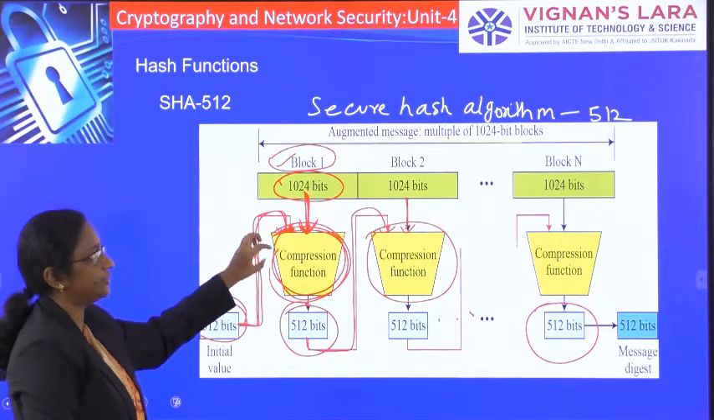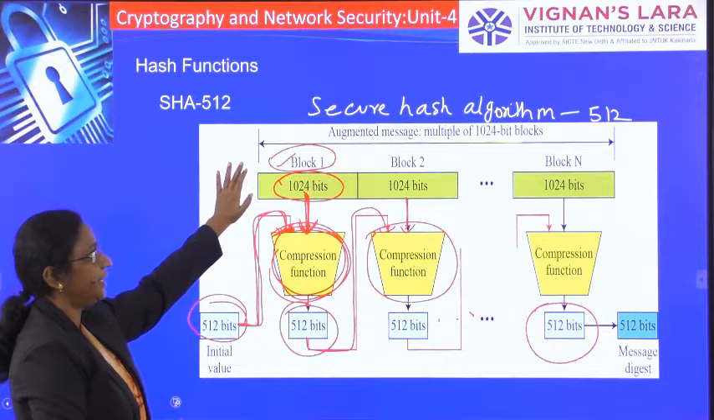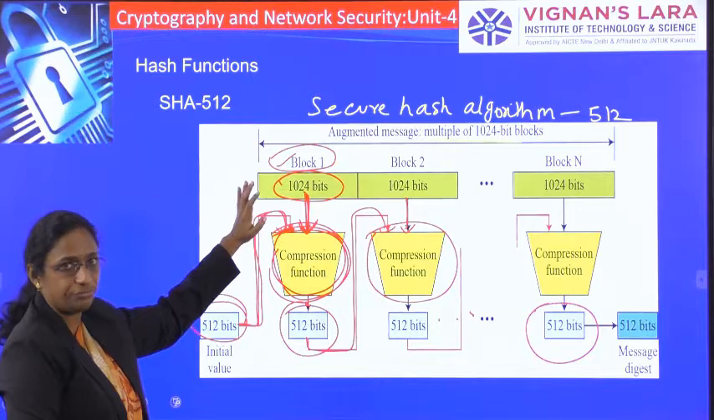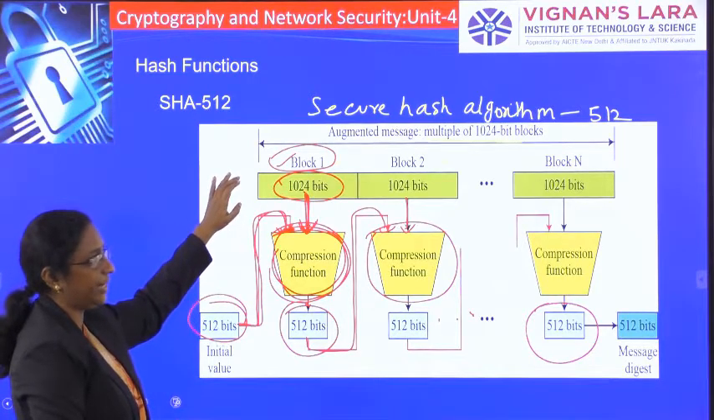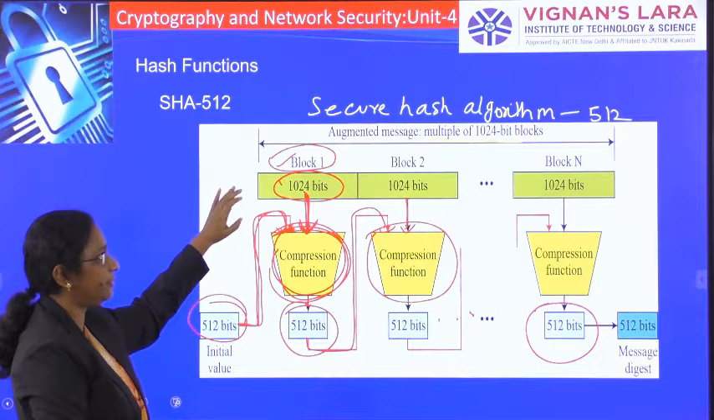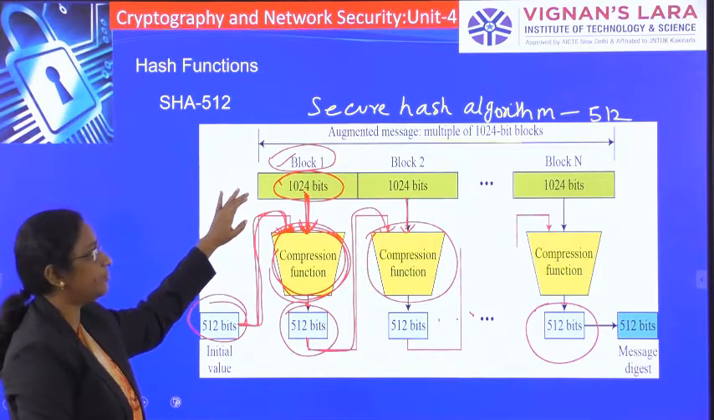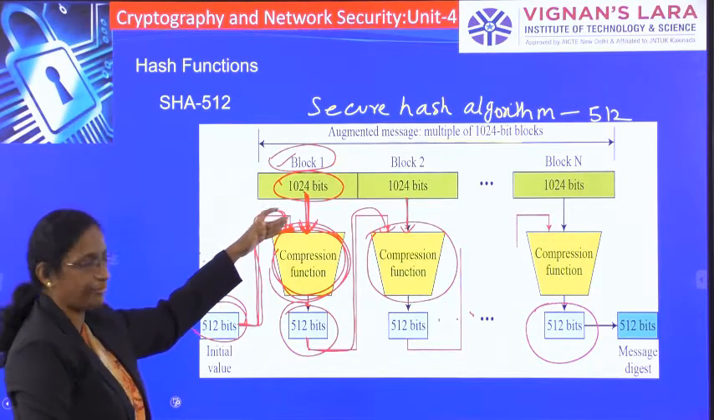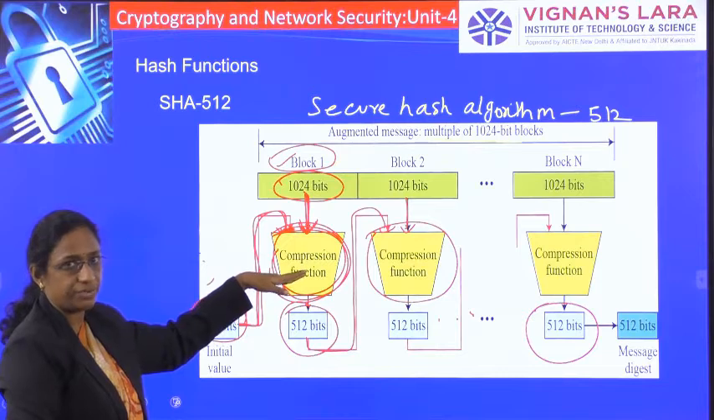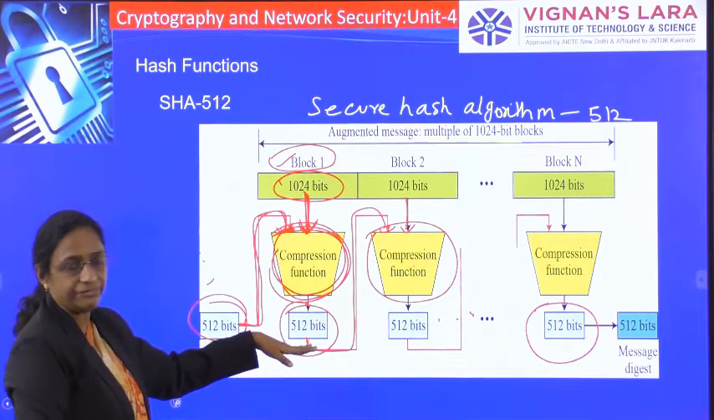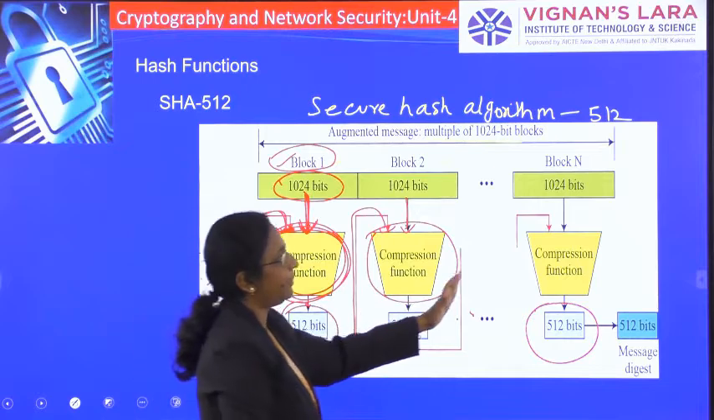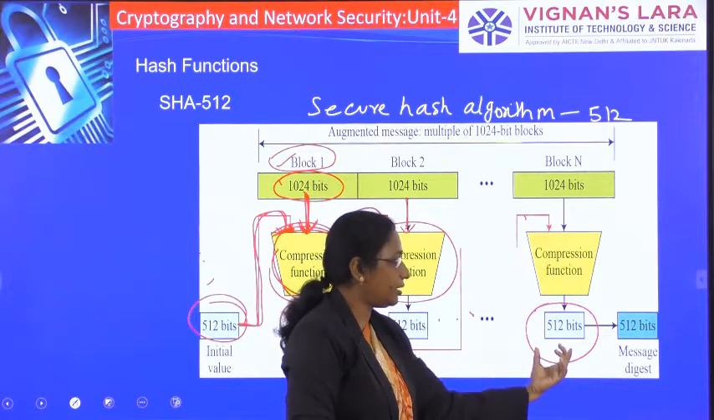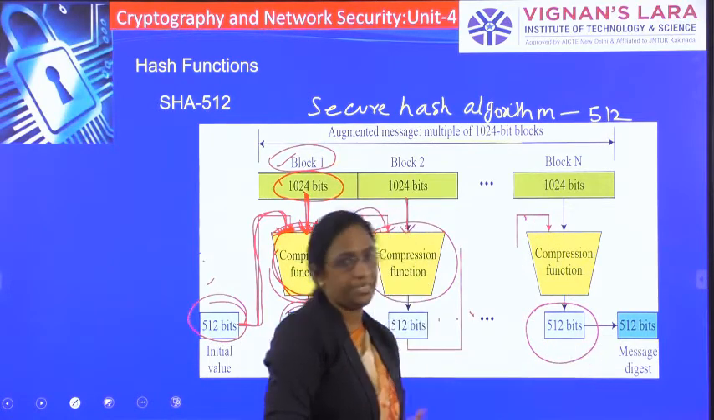The SHA-512 algorithm takes a variable-length message, which is made a multiple of 1024 bits, and then you divide it into blocks, each block of 1024 bits. The block as well as the initial value of 512 bits go through the compression function, and then you get 512 bits. The same process is repeated for all n blocks, and the final output of your nth block, 512 bits, will be your message digest.